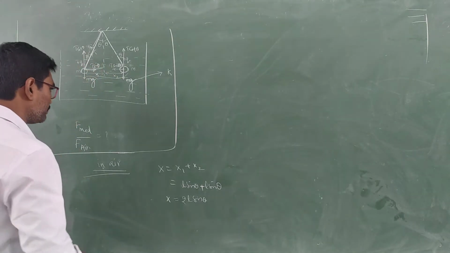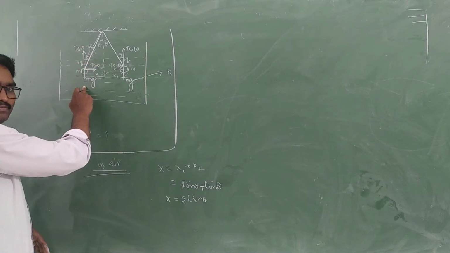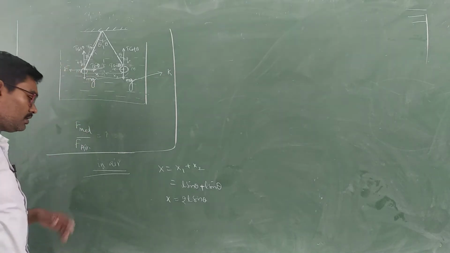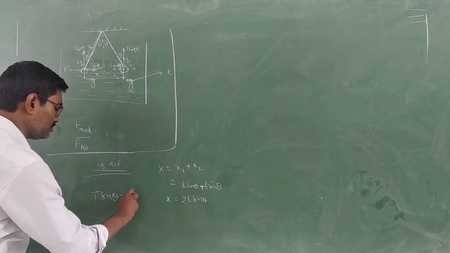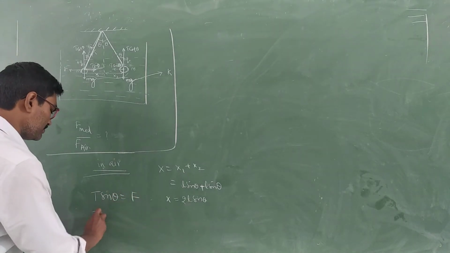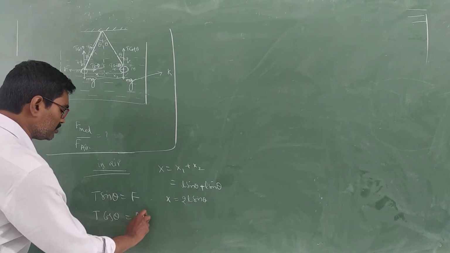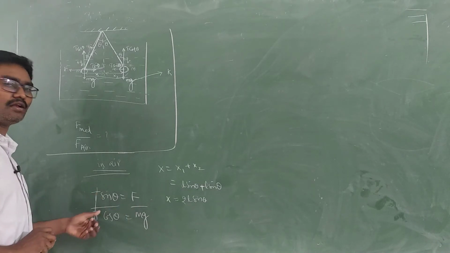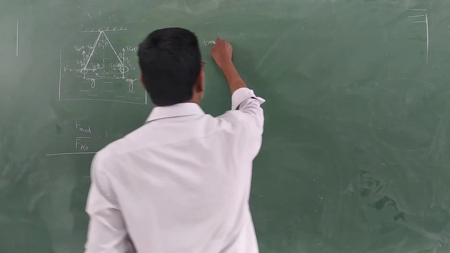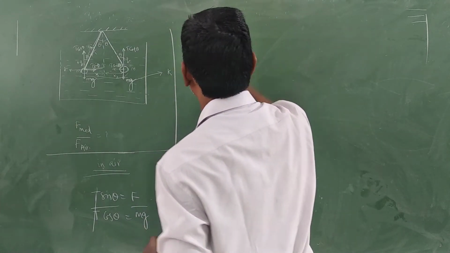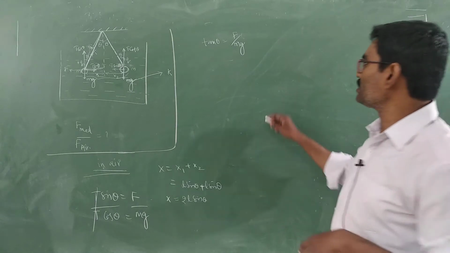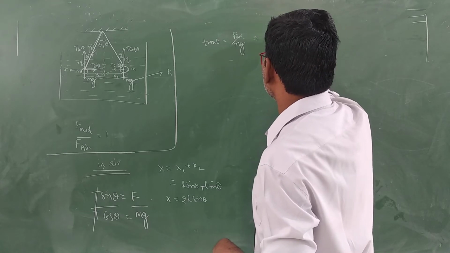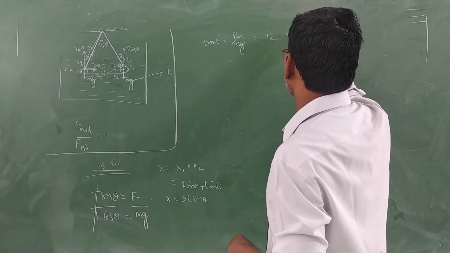In case of air, T cos theta is equal to mg only, and T sin theta is the electrostatic force in air. So T sin theta is equal to the electrostatic force, T cos theta is equal to mg. Now if you divide these two, T cancels, and tan theta is equal to F by mg. F is the electrostatic force in air, F air by mg. So F air is equal to mg tan theta.